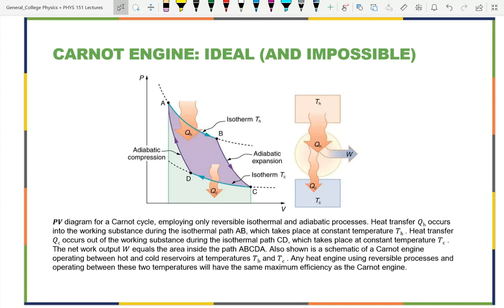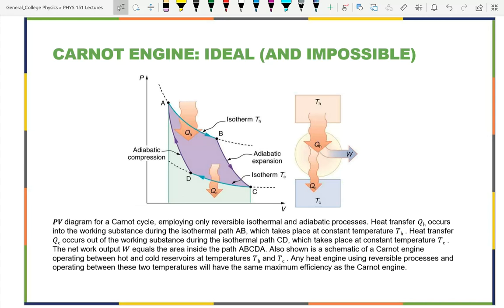You have an isothermal expansion. What does isothermal mean? The temperature is constant. So you have a constant temperature expansion followed by an adiabatic expansion. What does adiabatic mean? No heat. Then you reverse it and you have an isothermal contraction and an adiabatic contraction. In this process, it has a change in entropy for the entire cycle of 0.